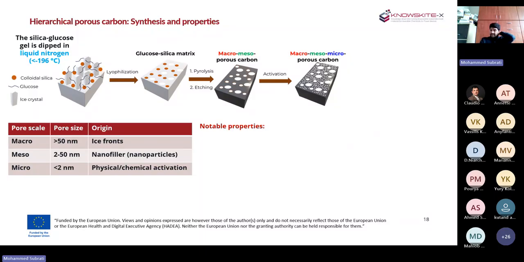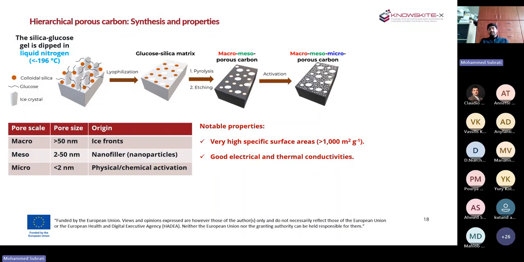Notable properties of hierarchical porous carbons. First of all, they have a very high specific surface area exceeding 1,000 square meters per gram. Second, because, as I said, the background is graphitic, graphene-based, they have very good electrical and thermal conductivities. Last but not least, they are chemically inert.